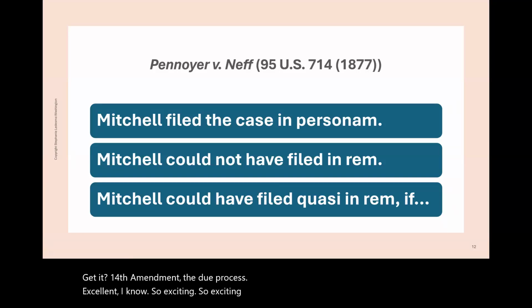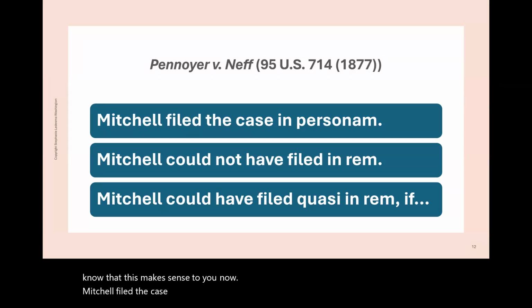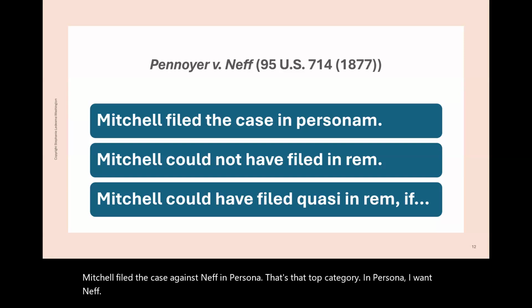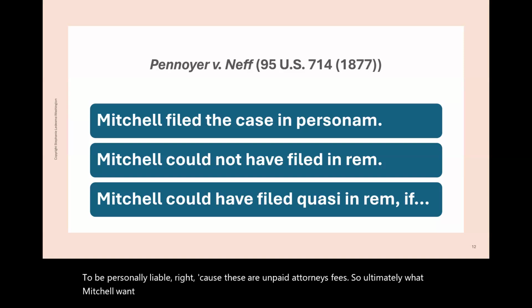Just a real, very quick recap, because I know that this makes sense to you now. Mitchell filed the case against Neff in personam. That's that top category. In personam, I want Neff to be personally liable, right? Because these are unpaid attorney's fees. So ultimately, what Mitchell wants is his money. He didn't want a piece of property. He wants his money.